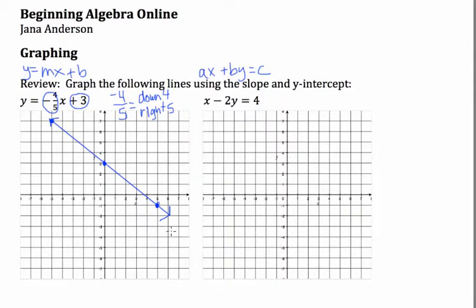And there's our line. Again, check that your line, since it has a negative slope, from left to right goes downhill.